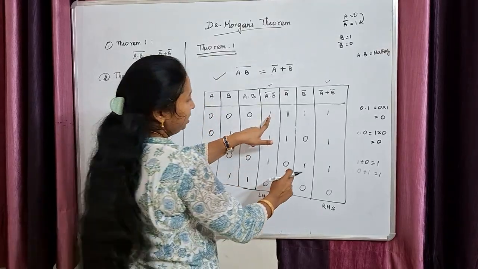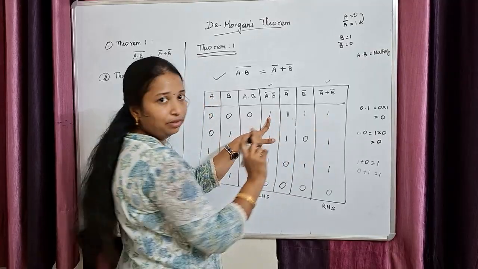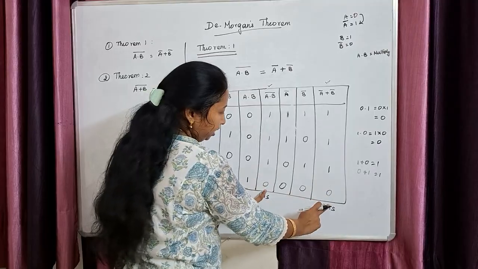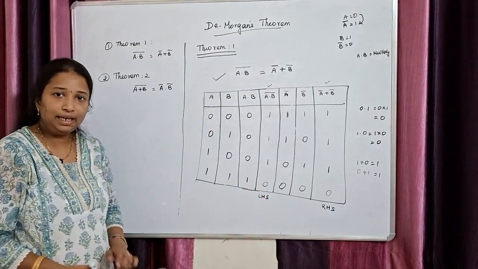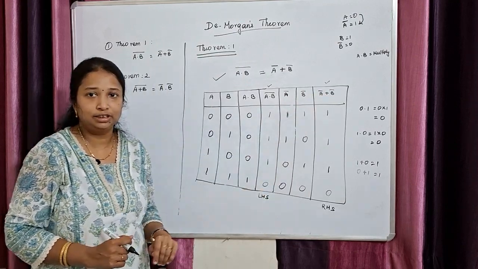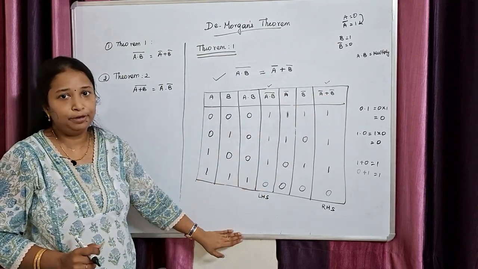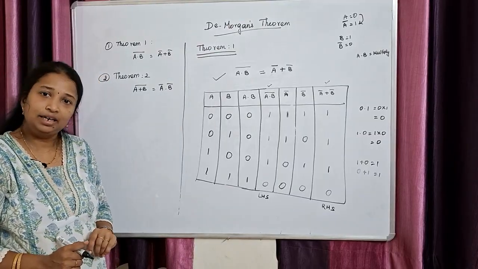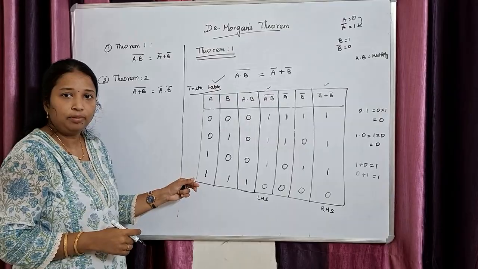Now, check whether my LHS is equal to my RHS. For the first case, here it is 1, here again it is 1. Condition satisfied. Here again, both are 1. Here again, both are 1. Here again, both are 0. Meaning, the values in my LHS are the same as the values in my RHS. Hence, the theorem is proved. We have proved our first theorem. After finding the truth table, what is the next step?